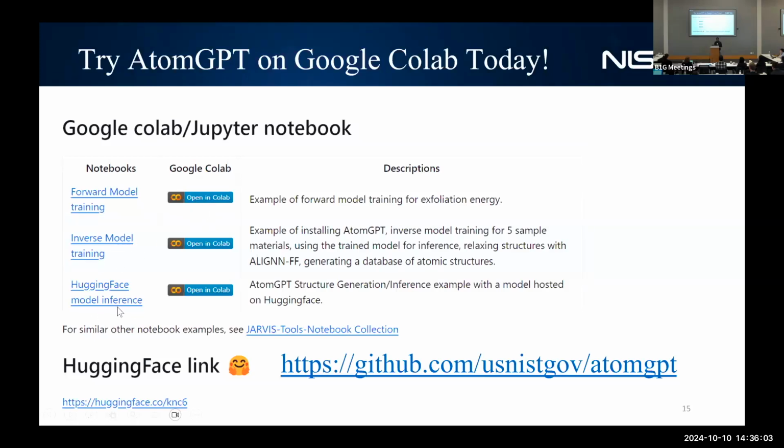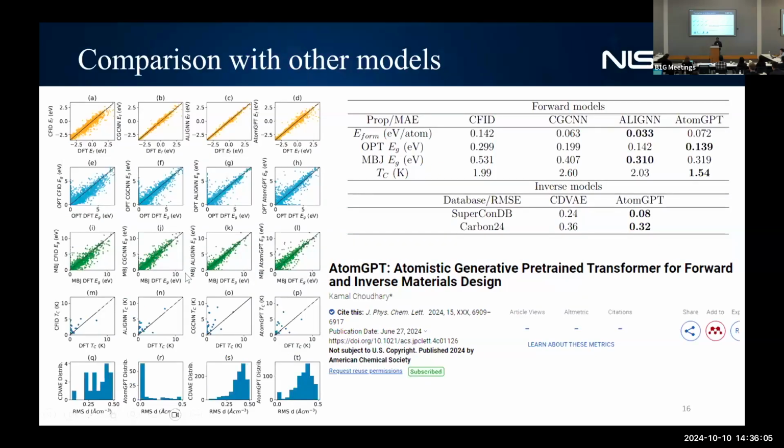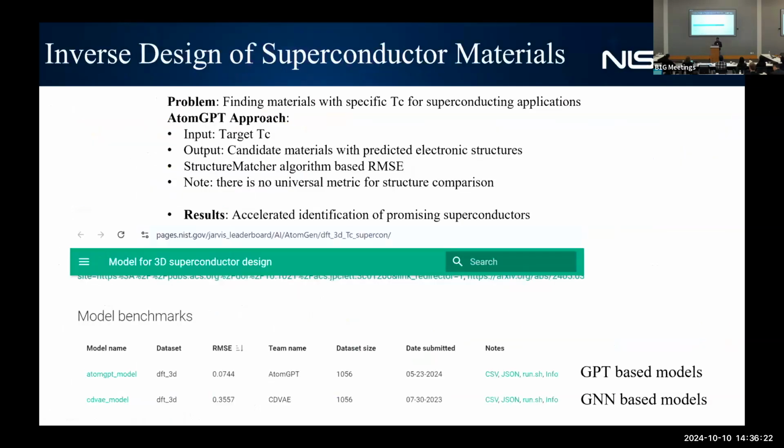So feel free to check it out. We compared these models with other existing models like CGCNN, ALIGNN, and AtomGPT was pretty good, especially for electronic properties, and not just for forward models. For the inverse model, it was accurate enough, more than 3-4 times better than something like CDVAE.